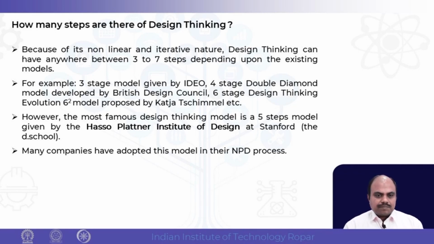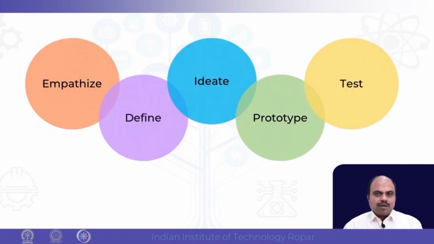Now many companies use their own models in new product development. Some of them use design thinking models, and some of them made a little bit of customization. However, the idea is basically the same. We use the design thinking method to understand the user and make innovative products for the user. So what are the 5 steps?